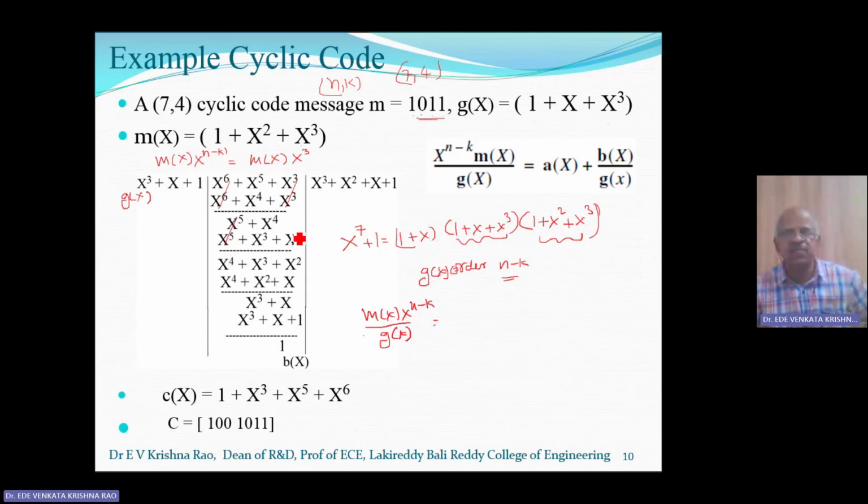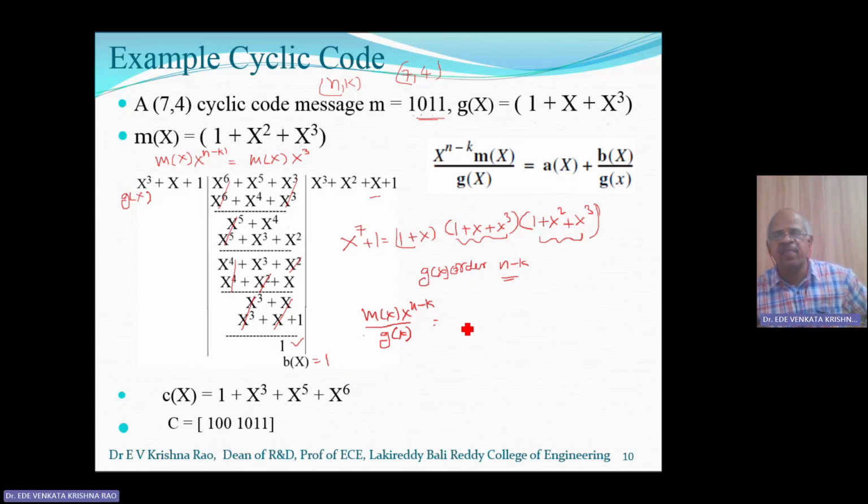X power 4 plus x power 3 plus x power 2. Now again x times, you multiply, x power 4, x square plus x. Again this x power 4 gets cancelled by adding, and x power 3, this x square and x square gets cancelled, and x power 3 plus x. Now one time, this is 1 multiplied, so x cube plus x plus 1. So this also gets cancelled, and this also gets cancelled. We get the remainder b of x equal to 1.